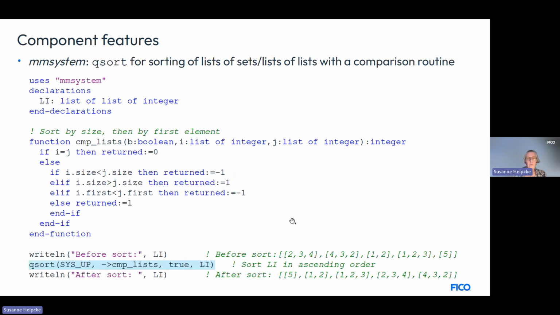Okay, QSort has got a new version so that it can actually now be used also for lists of sets or lists of lists with a comparison routine. So specifying how to sort a list. Here I have a list of lists and I say, well, I want to sort them in ascending order. My comparison function defines how to compare these lists. Actually, first I'm ordering them by size, and then within a list of the same size by entries.